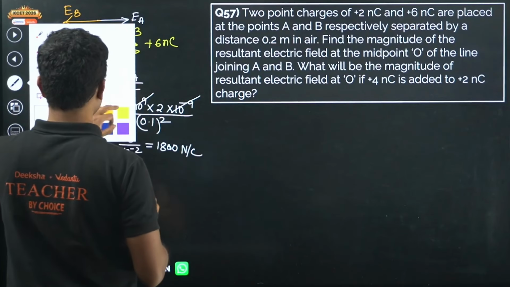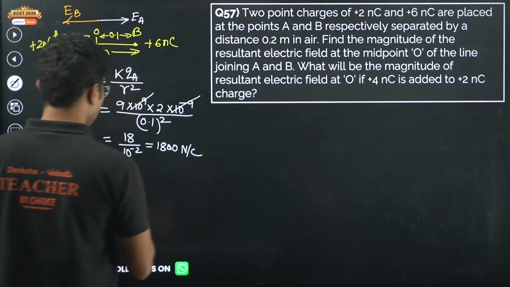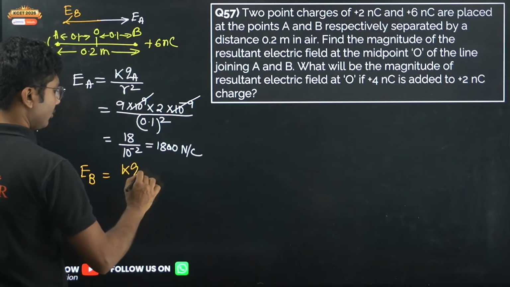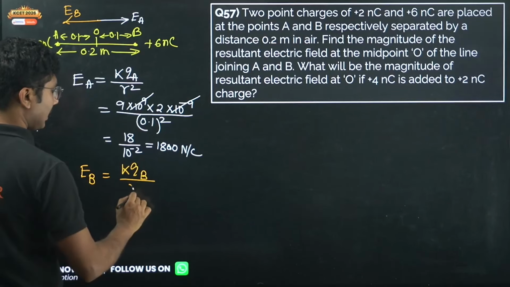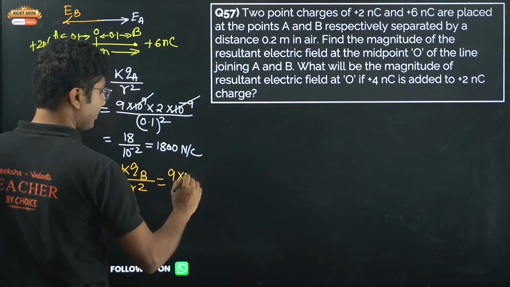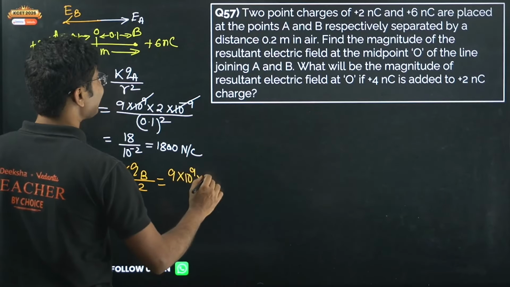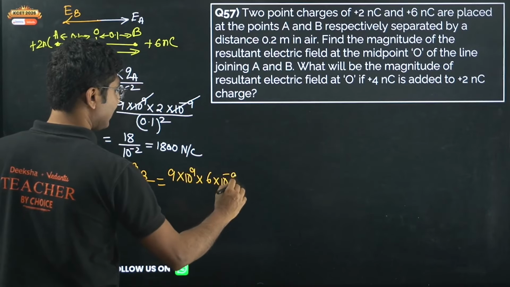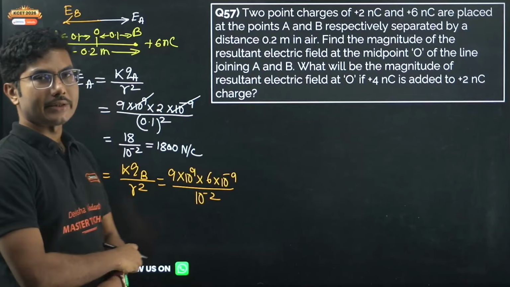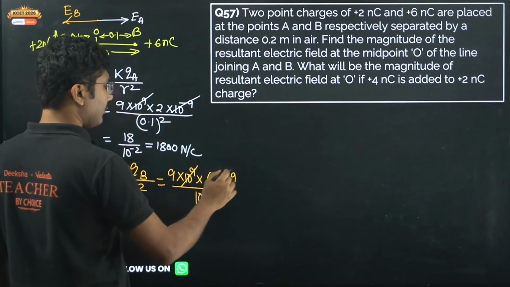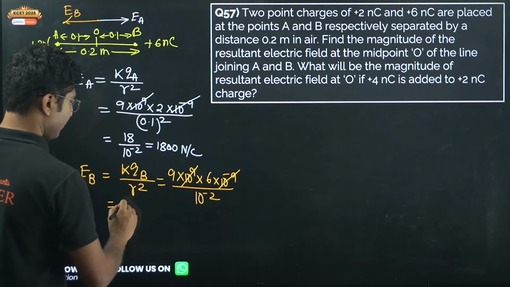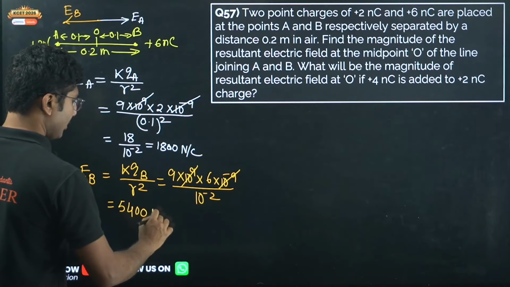Now let's calculate EB. EB is given by the same formula, K into QB divided by R square. Distance is the same, that's why I am writing both of them as R. So K is obviously 9 into 10 to the power of 9. QB is 6 into 10 to the power of minus 9, divided by again 10 to the power of minus 2. 0.1 whole square is 10 to the power of minus 2. 10 to the power of 9 and 10 to the power of minus 9 cancel, so it will be 5400 Newton per Coulomb.